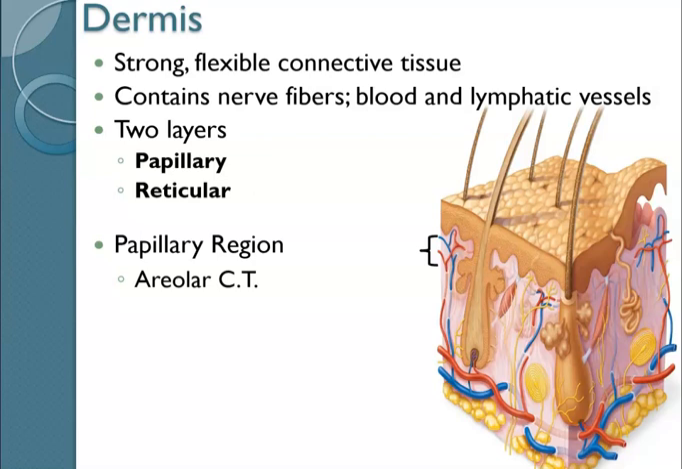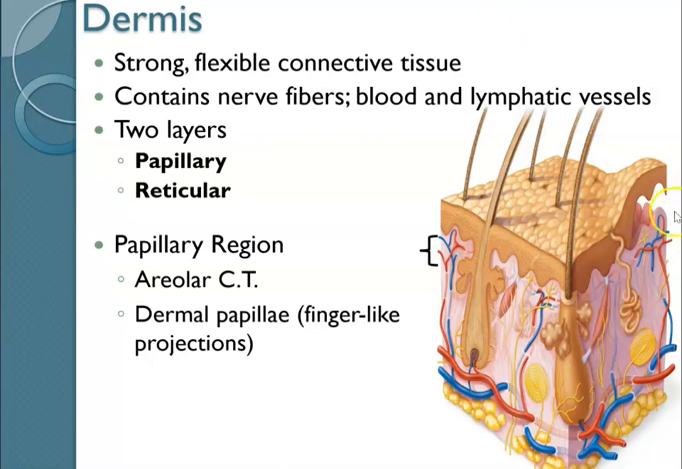Here it is made up of areolar connective tissue. In the papillary layer, you can also find dermal papillae. Dermal papillae are these little finger-like projections. Anywhere you see finger-like projections, they are trying to increase surface area. We'll see them in digestive tracts.